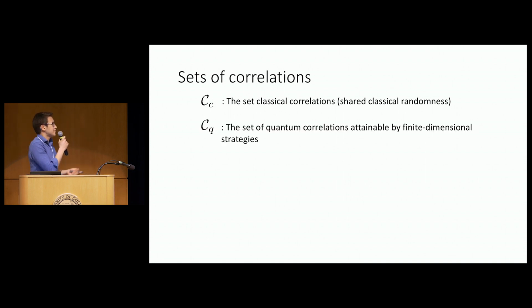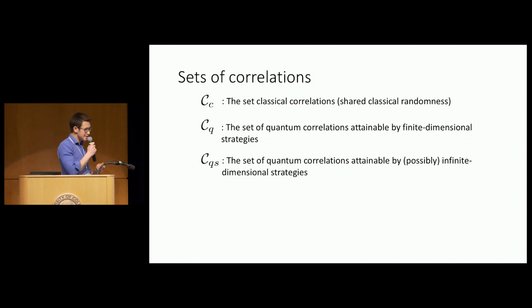There is CQ, which is the set of quantum correlations attainable by finite dimensional strategies. So when we assume that the registers of the provers are in tensor product, but they are finite dimensional. There is then CQS, which is the same thing except that we allow the register of the provers to be infinite dimensional. And I'll keep a table with these abbreviations on the next slide so that you can keep track.